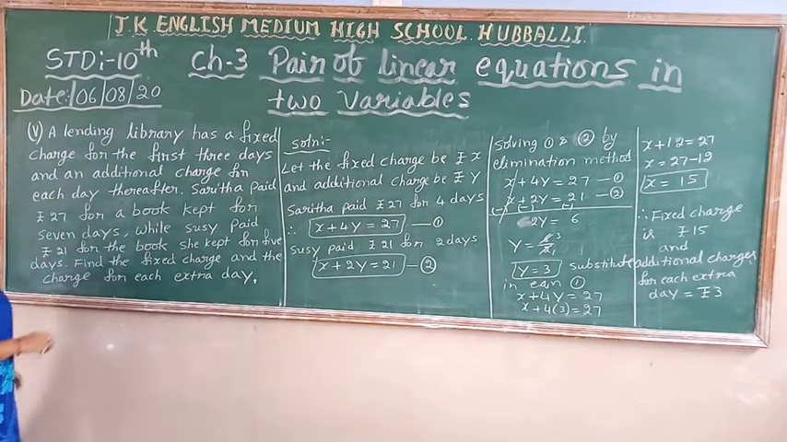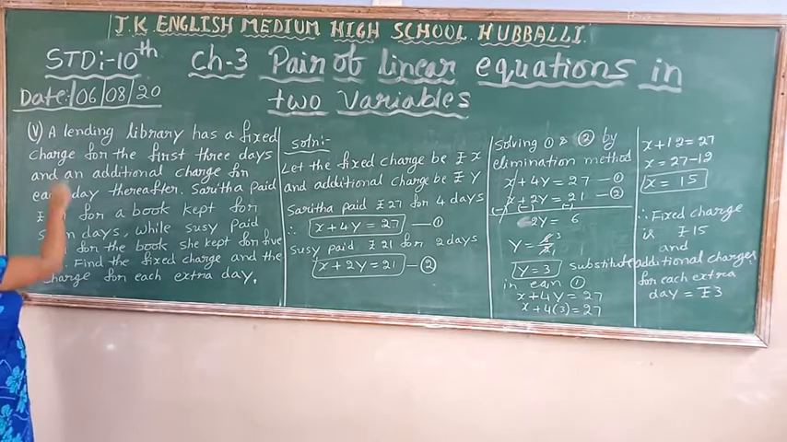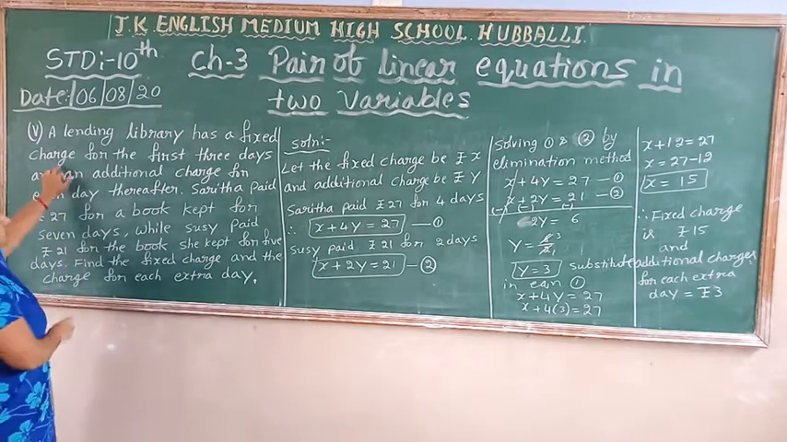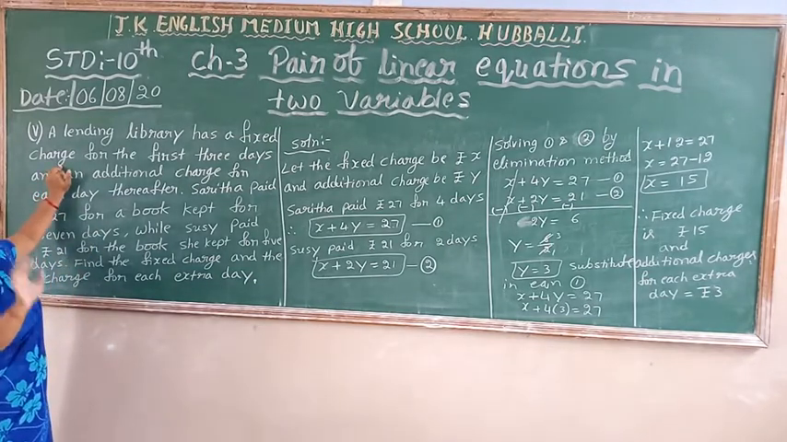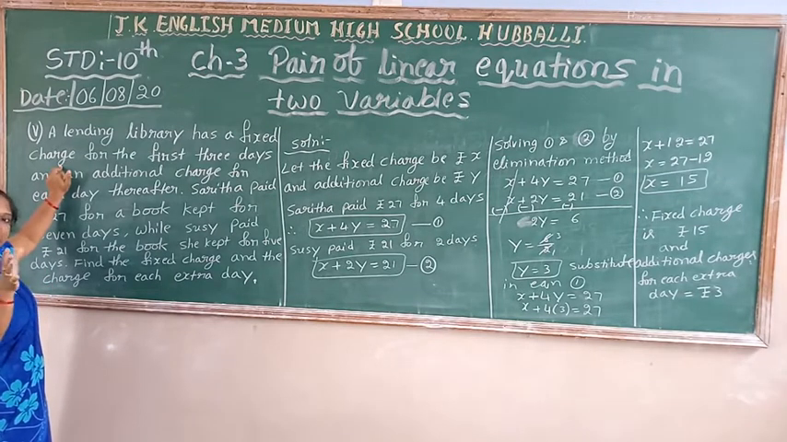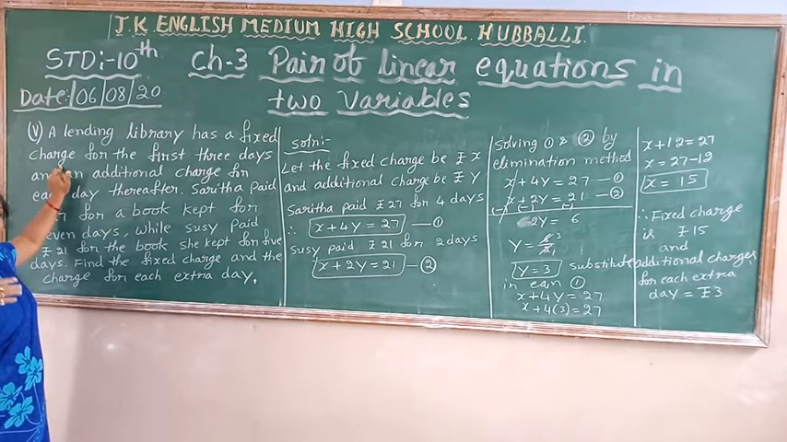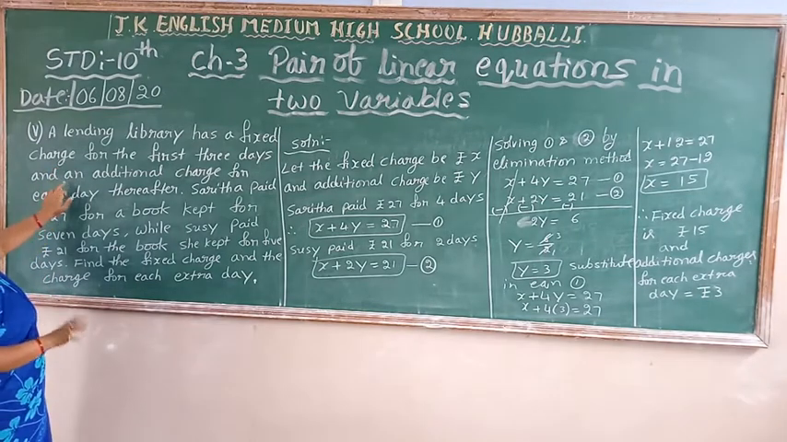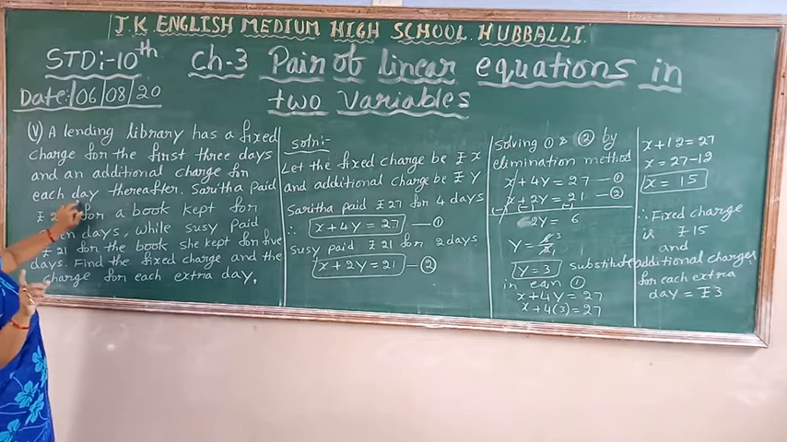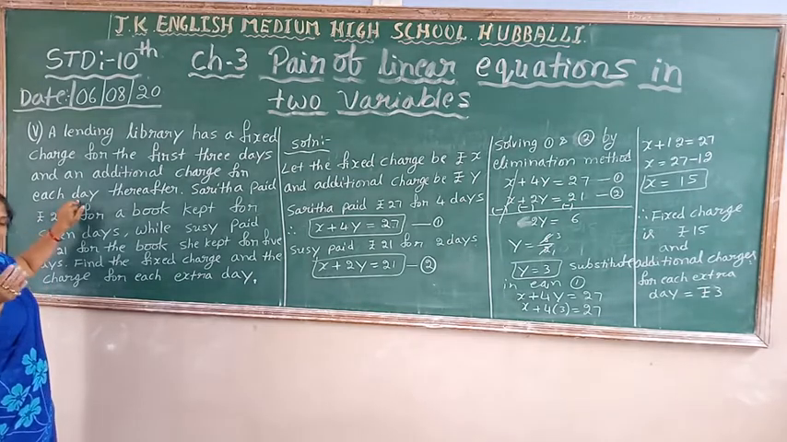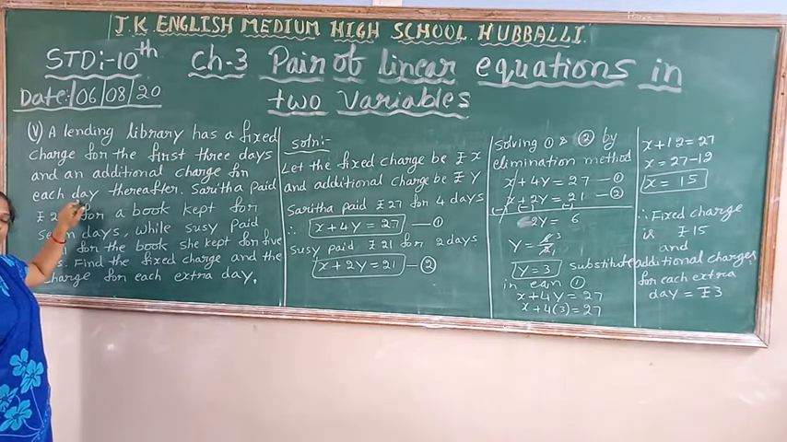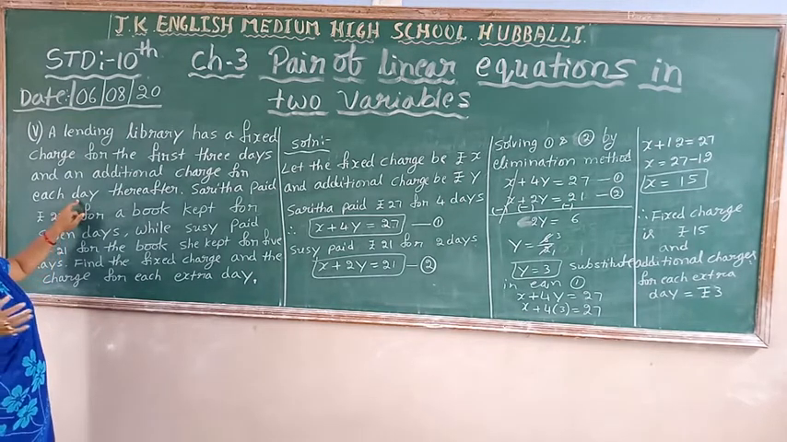Children, I am going to continue with the fifth question. A lending library has a fixed charge for the first 3 days. So one library is there. For the first 3 days, it is a fixed charge for everybody, and an additional charge for each day thereafter. After the third day, if you want to keep the books for extra days, there is an extra charge. So each day there is an additional charge.